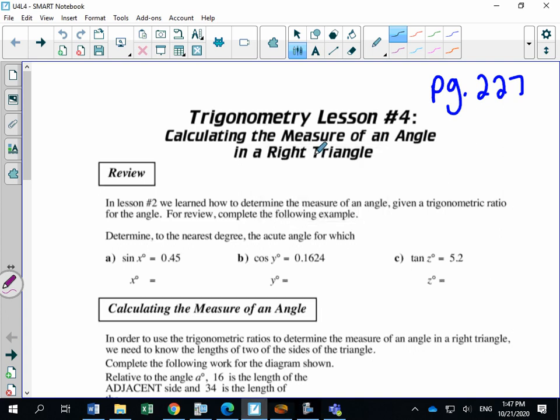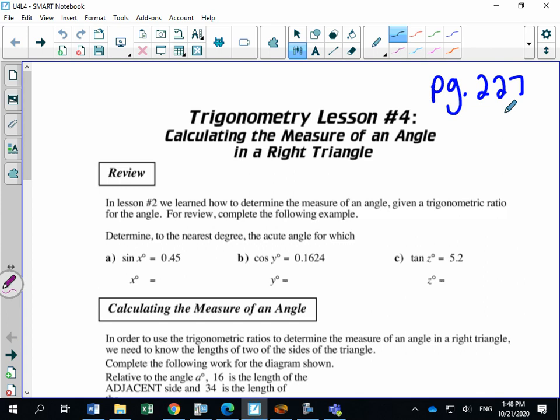Okay, so this video is going to be on lesson 4, and lesson 4 is on page 227 of your workbook. Just to say where we're going with this, tomorrow, lessons 5 and 6, and that means your quiz on Friday will be the first 6 lessons, okay? There are 7 lessons in the trig chapter, so it'll be pretty much everything except for that last lesson. So your quiz on Friday, the first 6 lessons.